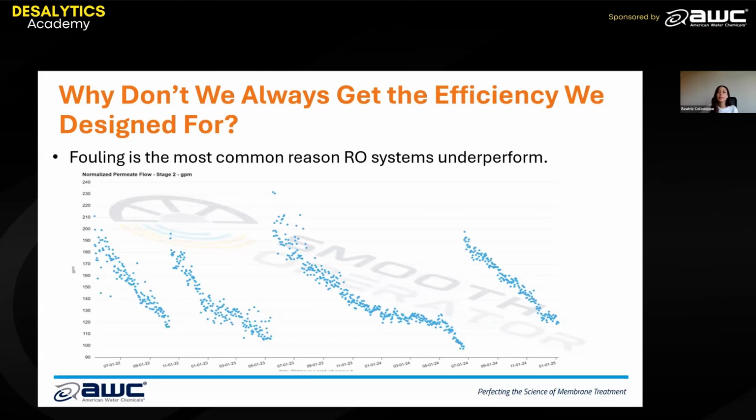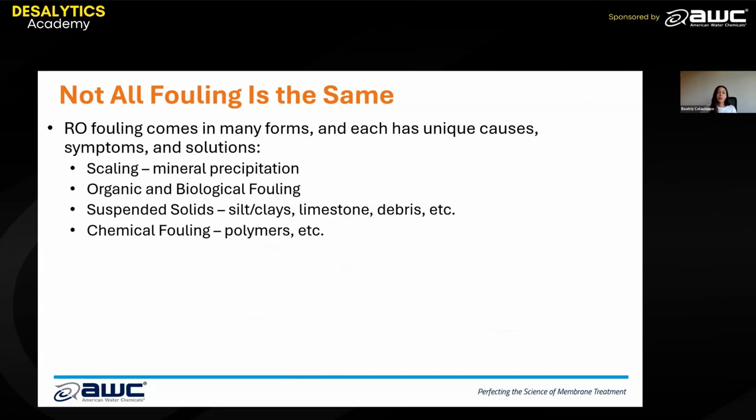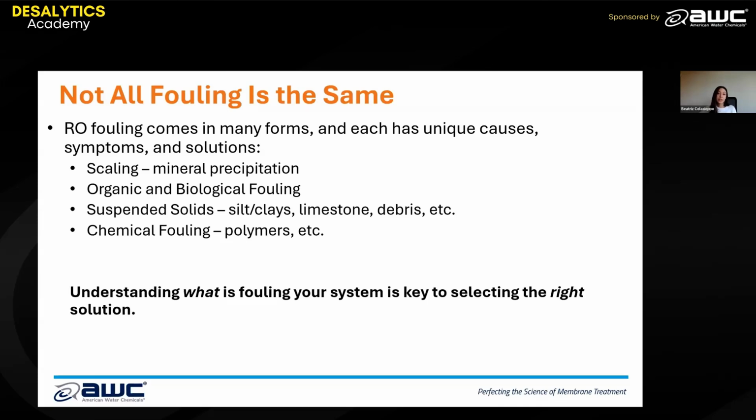Let's talk about the fouling types. There's a few different ones. We're going to focus on the most common ones, but scaling, organic and biological fouling, suspended solids, chemical fouling even could be a type of fouling that we run into. And they're not a one size fits all. They're going to be unique and they can behave differently, show different symptoms, and require a different approach to clean or prevent. So understanding what is fouling your system is the key to selecting the right solution.